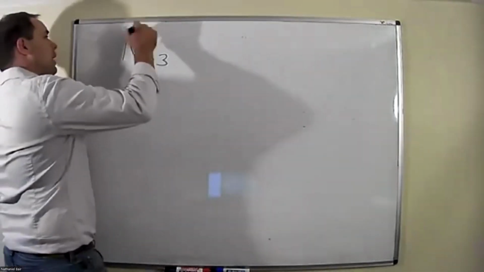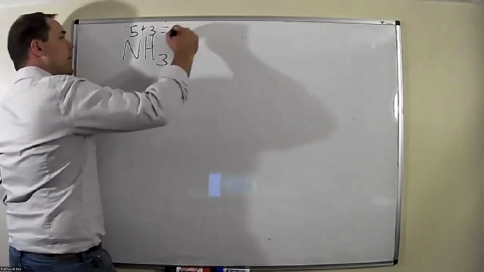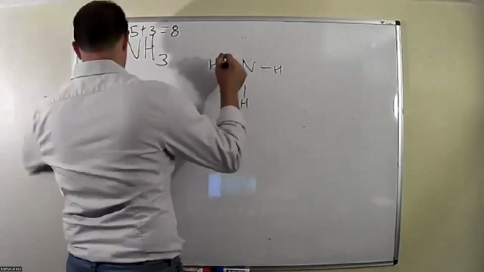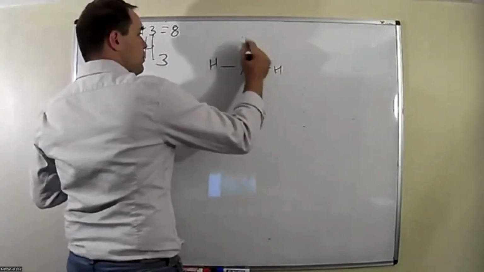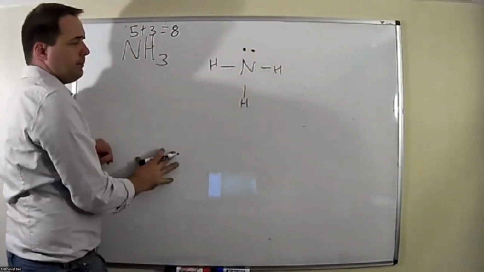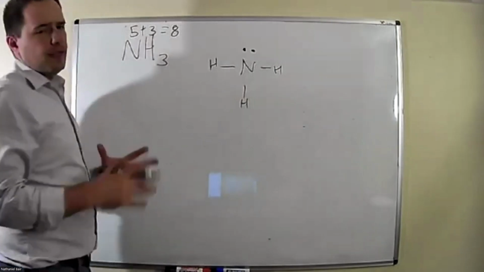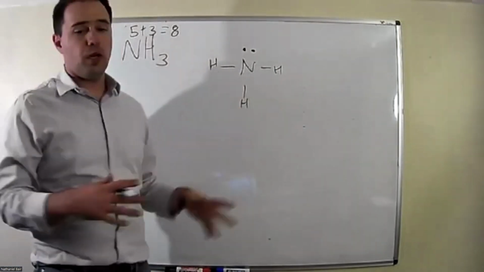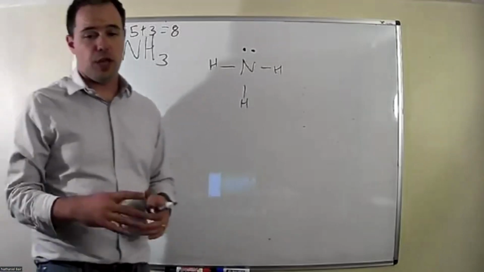All right, so we draw a crappy Lewis structure. 5 plus 3 equals 8. Nitrogen in the middle, 3 hydrogens coming off of it. We're going to pop a lone pair here on the nitrogen. But this is not an accurate description of what it looks like. This is a valid Lewis structure. It is not the correct molecular geometry.